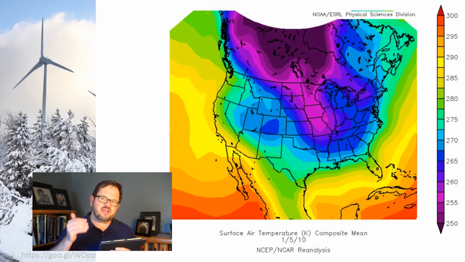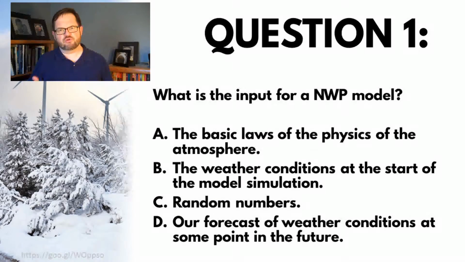Now, before we go forward and talk about more of the steps in the process of numerical weather prediction, let's answer a couple quick questions. Question 1. What is the input to a numerical weather prediction model? Is it A, the basic laws of physics of the atmosphere? B, the weather conditions at the start of the model simulation? C, random numbers? Or D, our forecast of the weather conditions at some point in the future? One of those doesn't look like a very good answer, but go ahead and make a choice for those 4 options and get a little feedback before you move on to question 2.